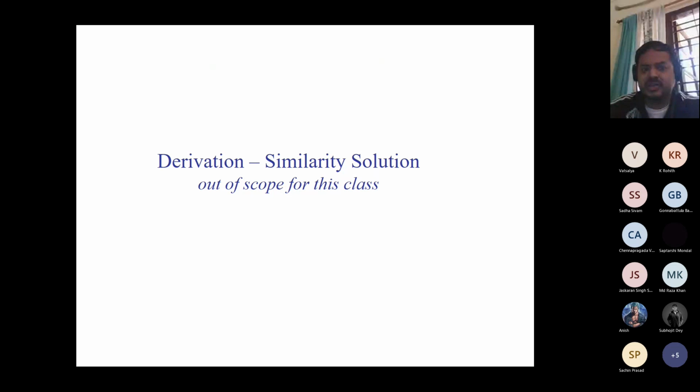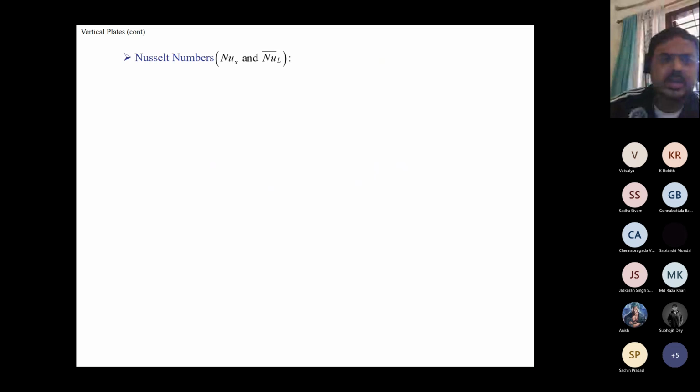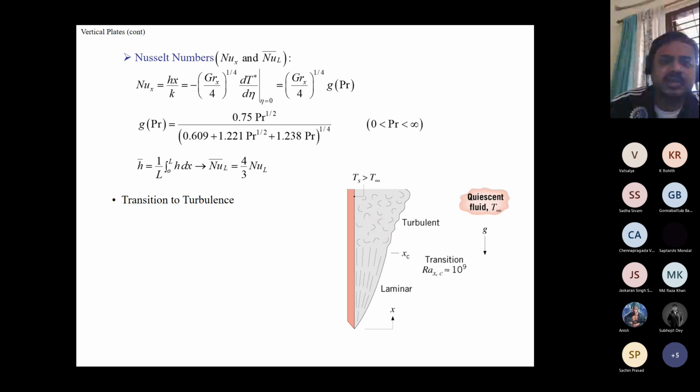The derivation is something called similarity solution, but it's out of scope for this class. We are not going to do it. So now let us look into where we just stopped here. The Nusselt number, okay, it can be shown if you do these analytical solutions or even similarity solutions, that the Nusselt number correlation looks something like this. Okay, it is Grashof by 4 to the power 1/4, times a function of Prandtl number.